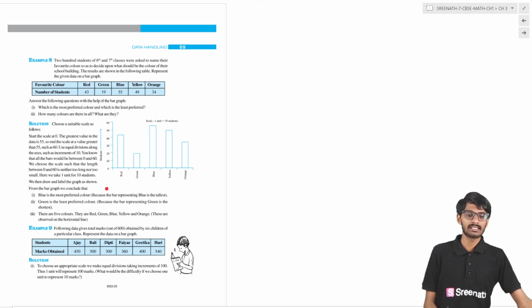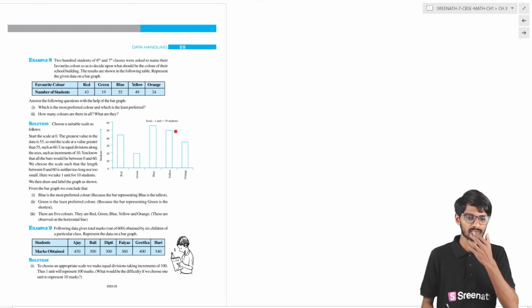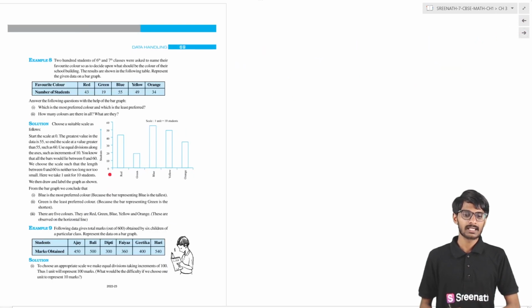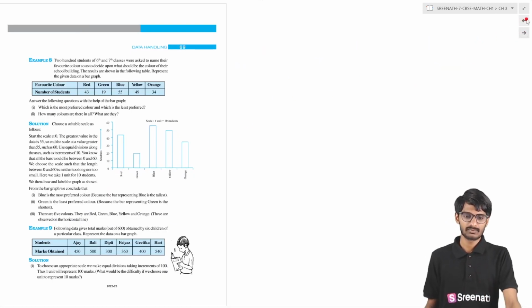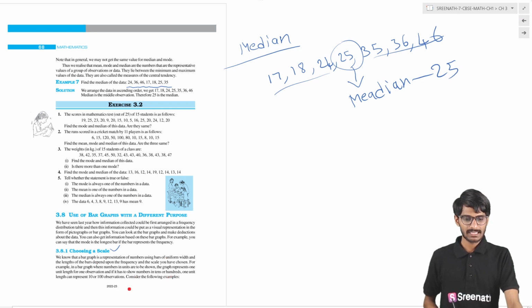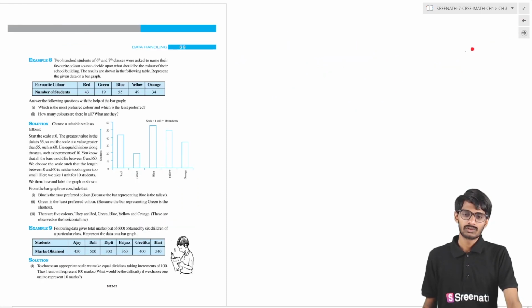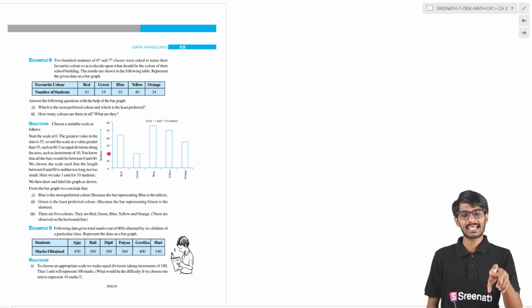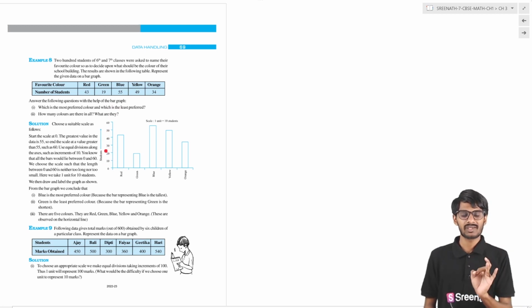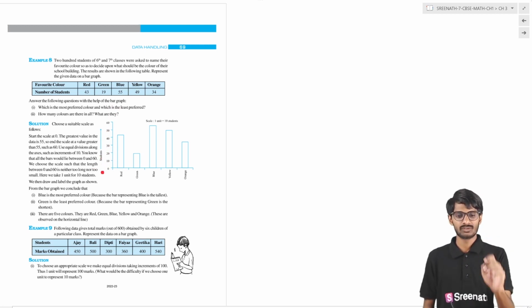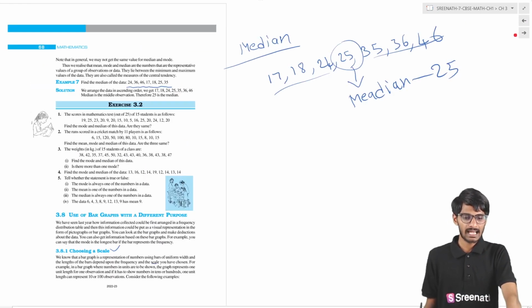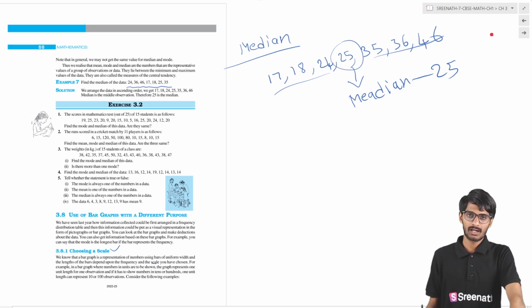In this, this is the x-axis and this is the y-axis. On the y-axis side, we have to choose the scale. The width is the same. The width and the lengths of the bars depend upon the frequency and the scale you have chosen. So the width is uniform, but for the length, we have to choose a scale depending upon the frequency, depending upon the highest value. Now we will understand it by doing some examples, students.